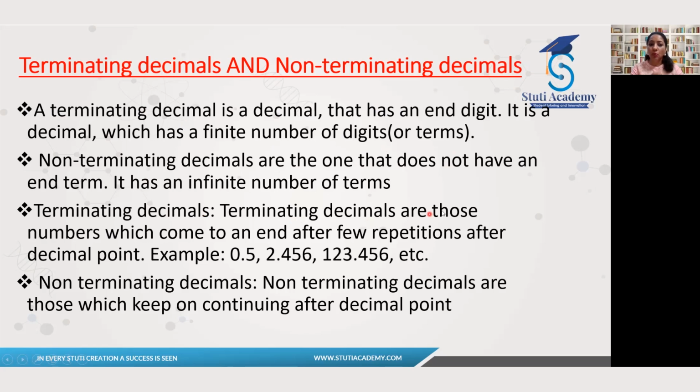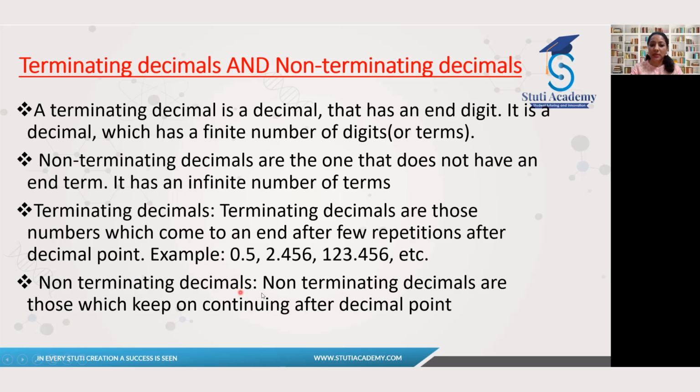Terminating decimals are those numbers which come to an end after a few repetitions after the decimal point. For example, we have 0.5, 2.456, 123.456. So these are all terminating decimal numbers. They're terminating somewhere. They're ending somewhere.